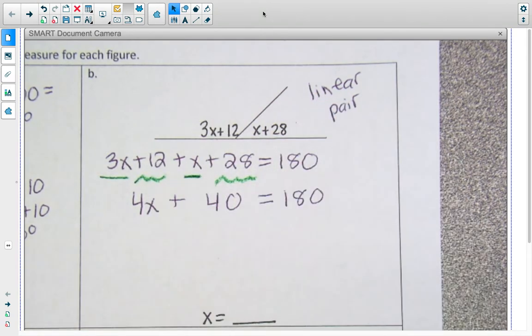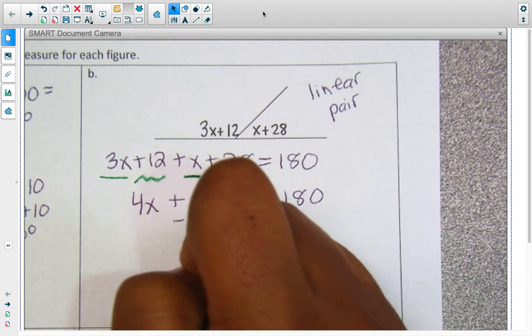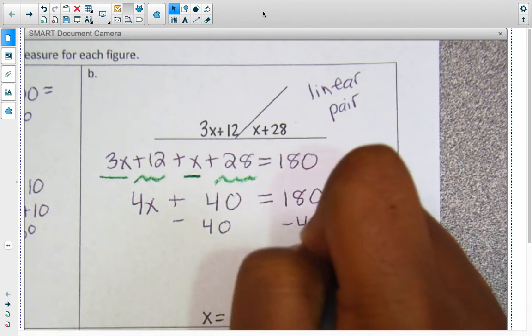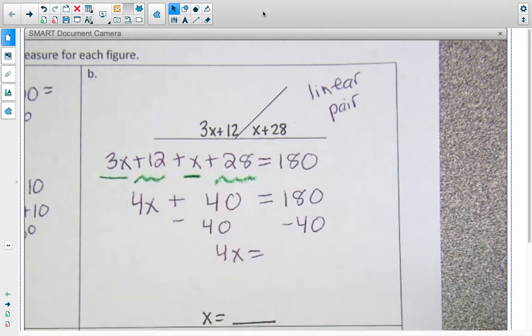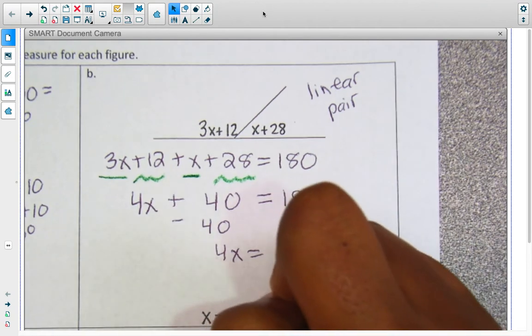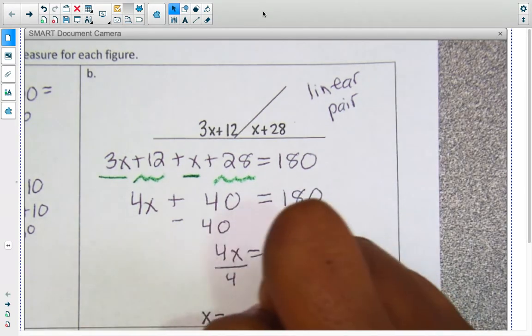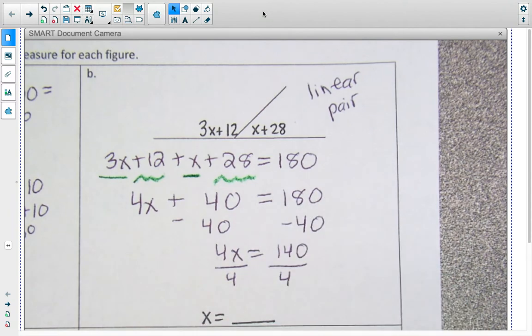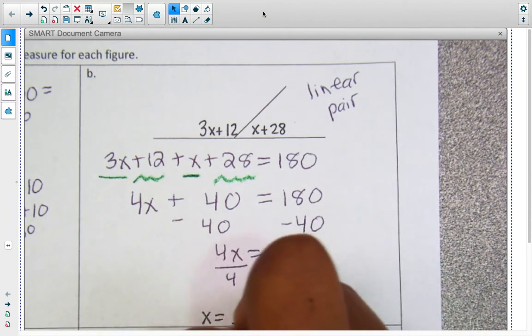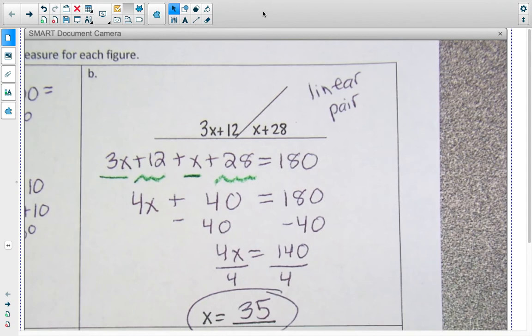From here, we do our thing. We solve our equation. The opposite of a plus 40 is to subtract 40 from both sides. And 180 minus 40 gives me 140. And divide both sides by 4. And we get that x is equal to 35. So x is equal to 35.